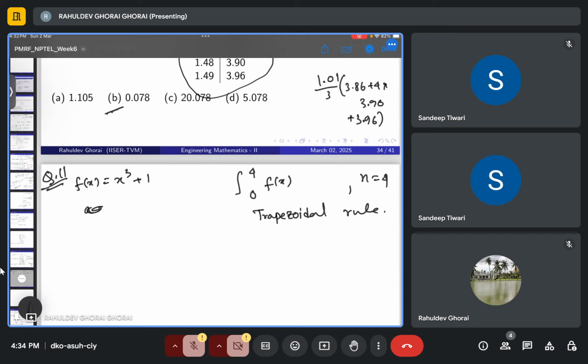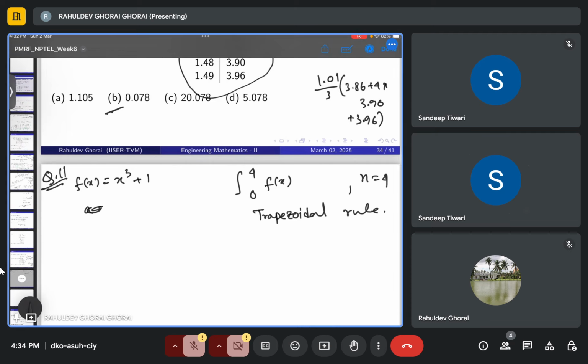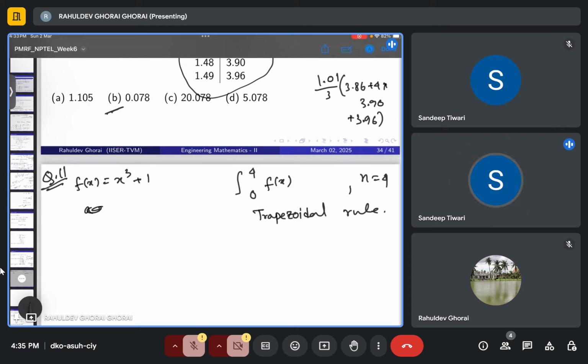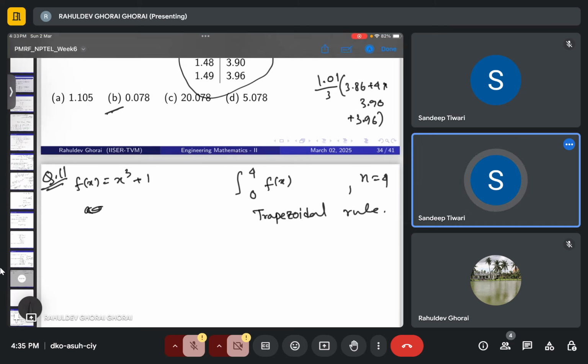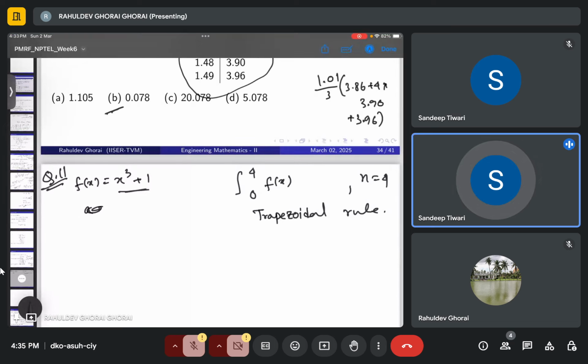You understand? How can you find this? What is the rule for trapezoidal? n equal to 4 is given, but what are these points? Sir, can I take the point values randomly? No, the point values you can take from here, right? x cube plus 1 is given. I am asking for x0, x1, x2.